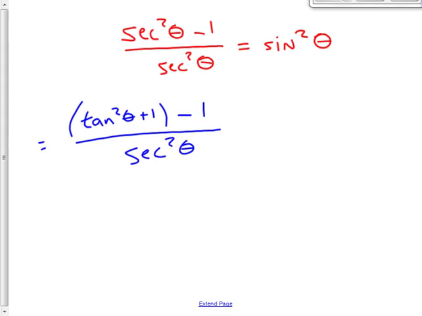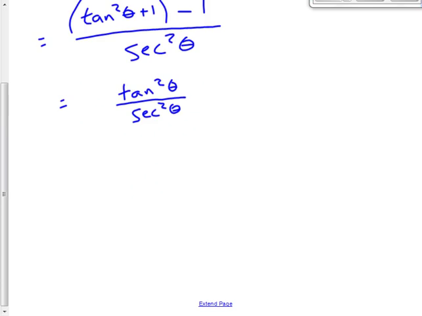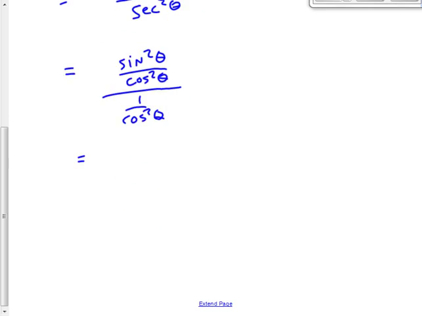Now I have a plus 1 and a minus 1, so that actually is tangent squared theta divided by secant squared theta, because the plus 1 and the minus 1 cancel each other out. I am going to look at this and think about the tangent squared being sine squared over cosine squared, and then the secant squared is 1 over cosine squared. I know that I can take two fractions divided, and I can take the first one and multiply by the reciprocal of the second one. And these cosine squareds are now going to cancel out, and I get sine squared.